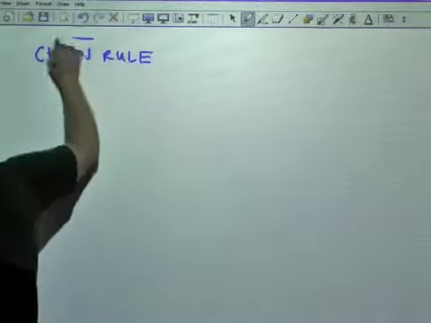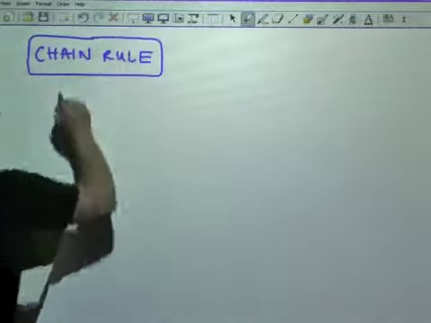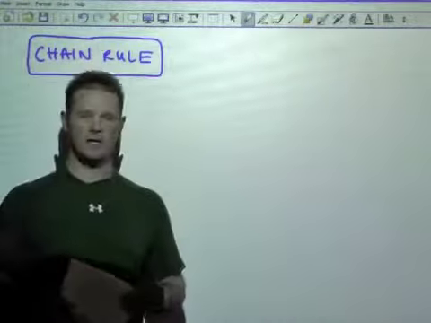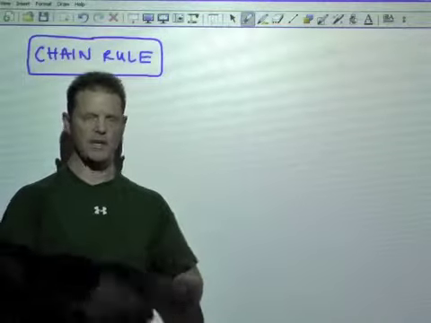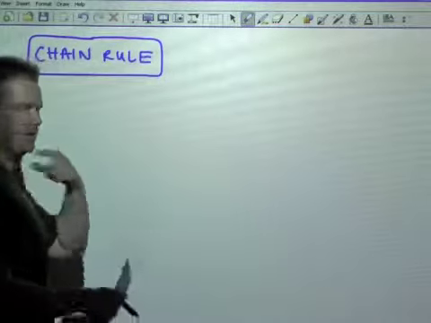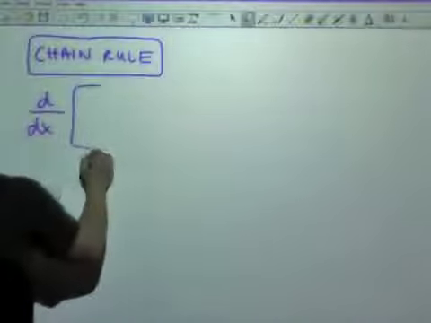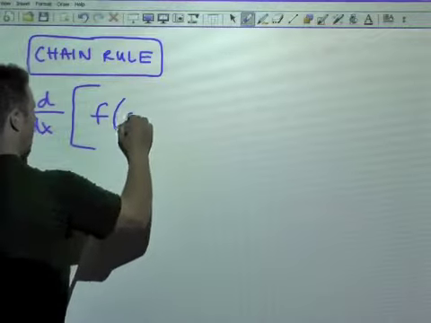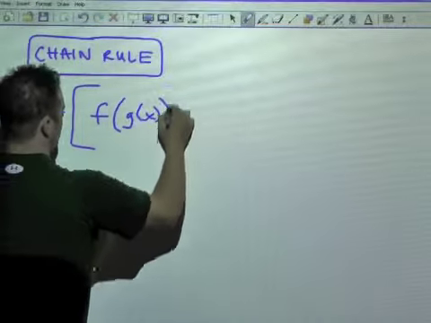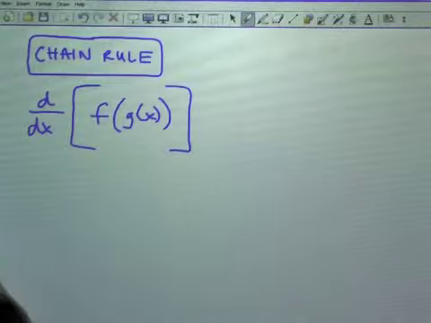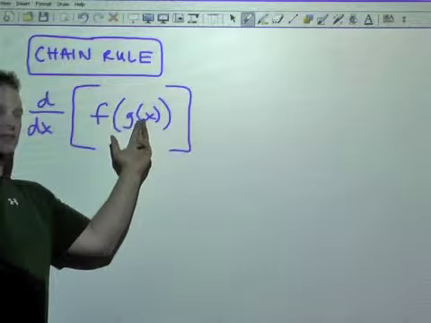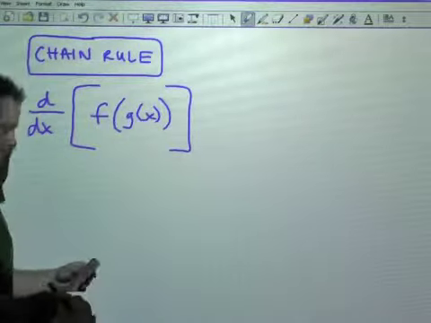You'll see why in a little while, maybe not today, but in the future, why it's called the chain rule, because sometimes this rule is used repetitively, kind of like chain links. So the chain rule goes like this. If you want to take the derivative of a function within another function, f of g of x, where g is the inside function, f is the outside function.